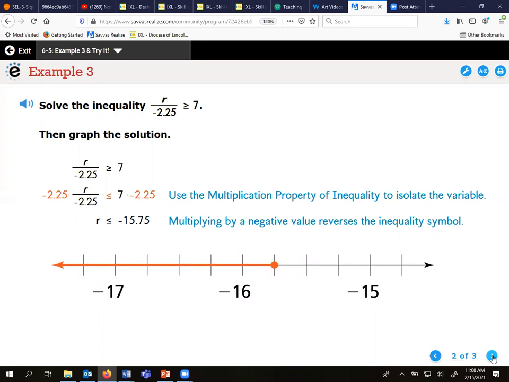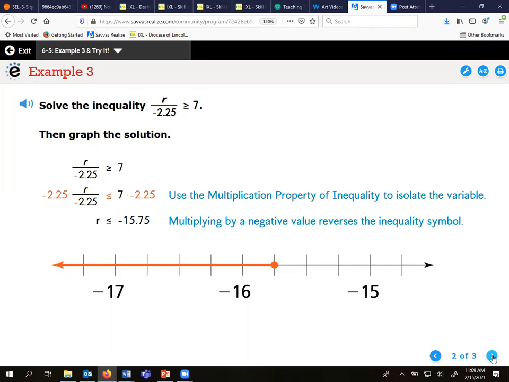Okay, I had to change the sign again. So if I divide or multiply by a negative number, I've got to change the inequality symbol. Adding and subtracting, it doesn't really matter. That doesn't change the inequality symbol, but multiplying and dividing does.